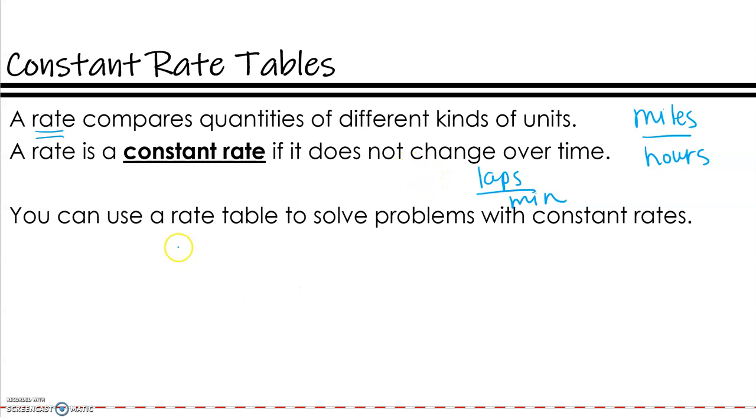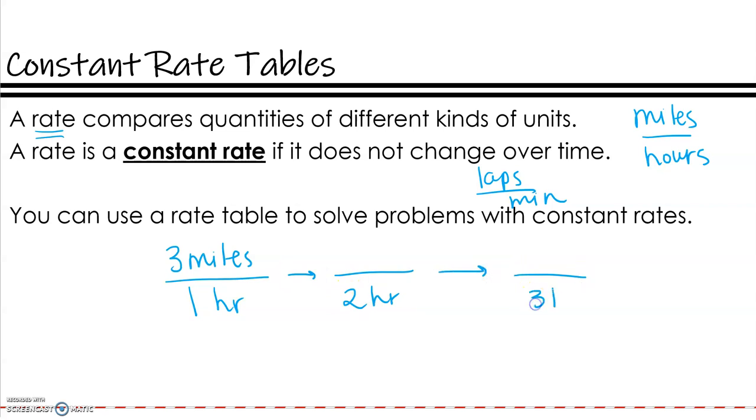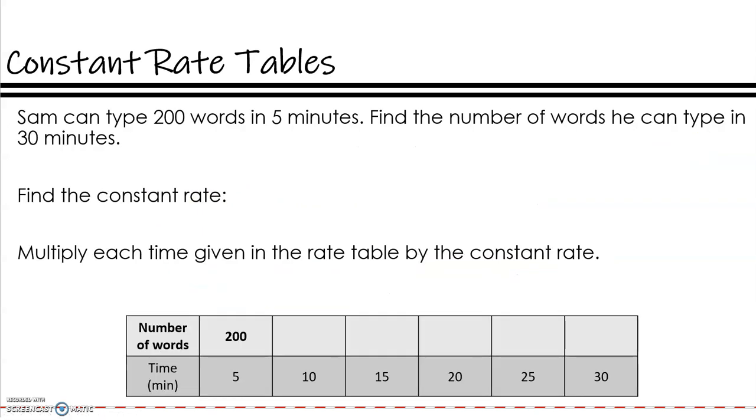So if you were to run 3 miles, okay, or let's say walk 3 miles in 1 hour, your constant rate means that as the time increases, your mileage stays the same. So in 2 hours, that doubles to 6 miles. In 3 hours, that triples to 9 miles. And so you're going at a steady pace. It's not changing. Okay, so that's what constant rate means. And we can put these in a rate table, and that will help us solve problems. So let's take a look.